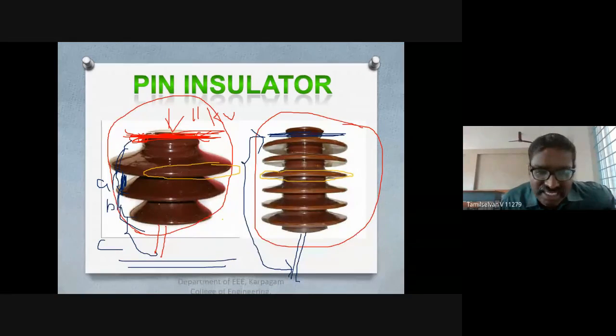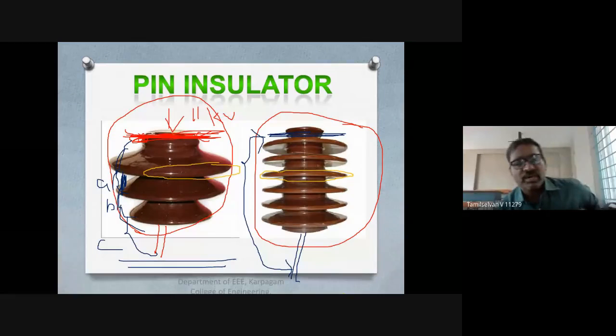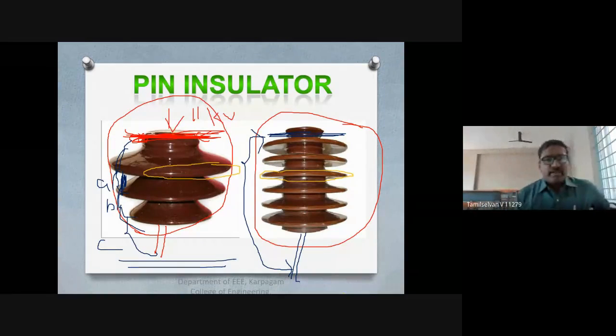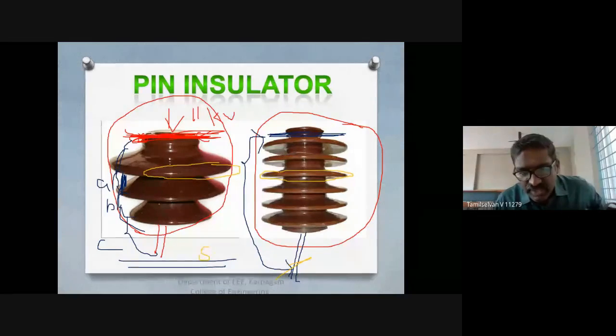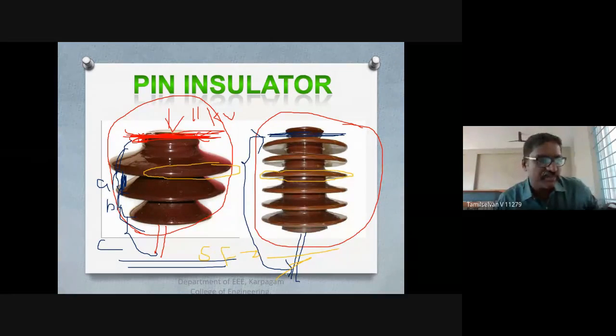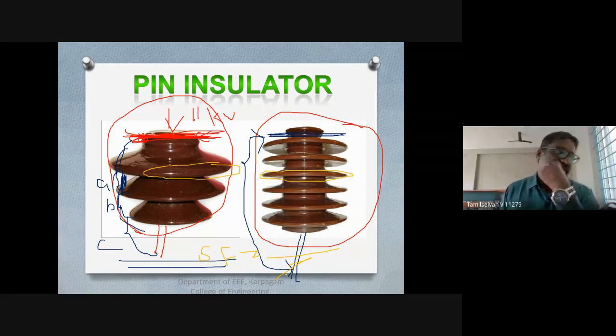The next thing is the safety factor. The ratio of the puncture voltage to the flashover voltage is called your safety factor. With these insulators, we can describe what a safety factor is. The safety factor, SF, is the puncture voltage to the flashover voltage. That is called your safety factor.